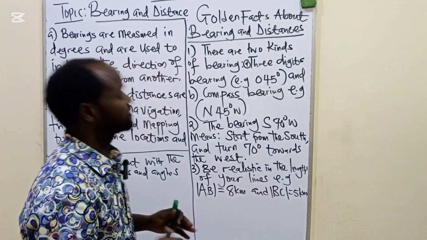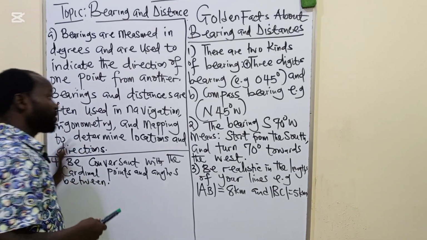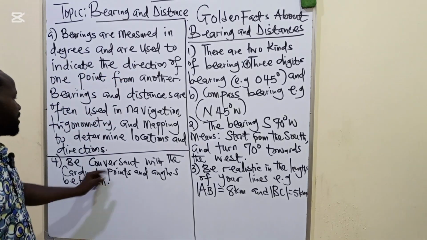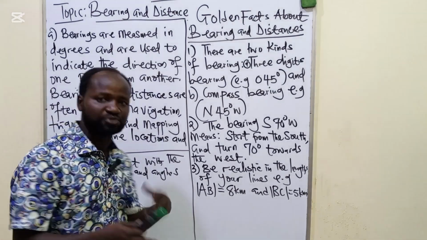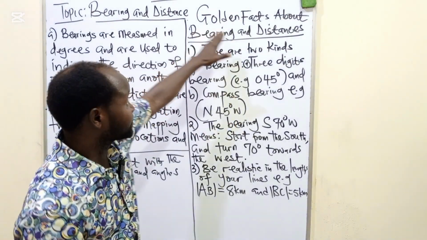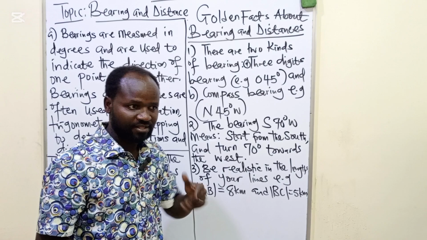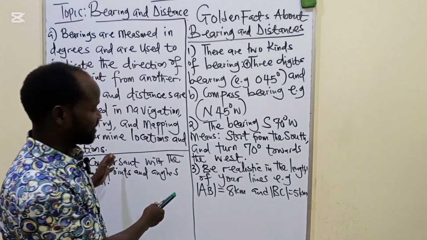Very important. Point number four, or golden fact number four, you have to be conversant with your cardinal points and the angles between them. That's the golden facts about bearing. As I said, this is not the end of bearing.